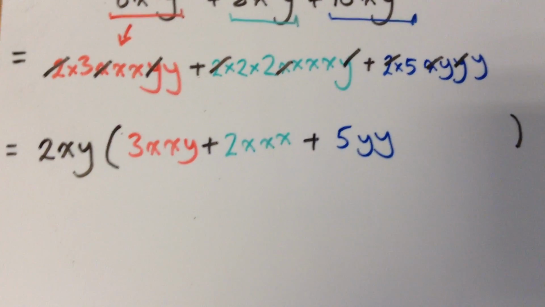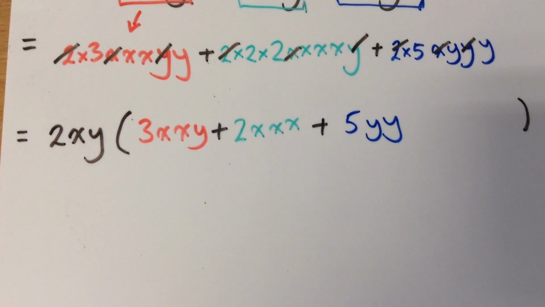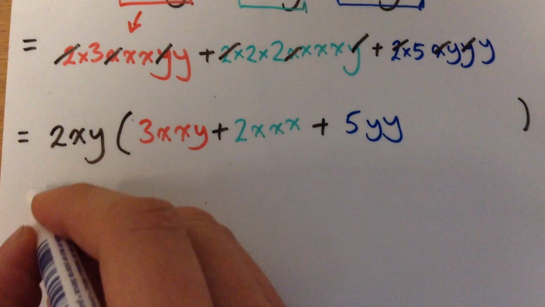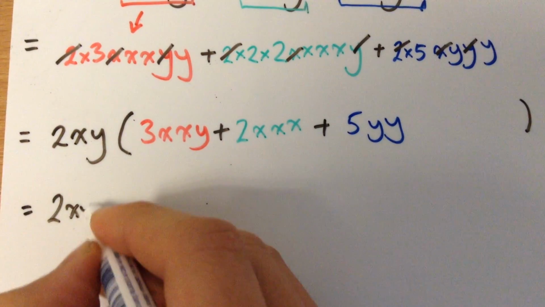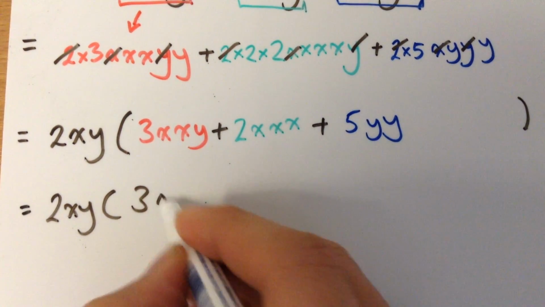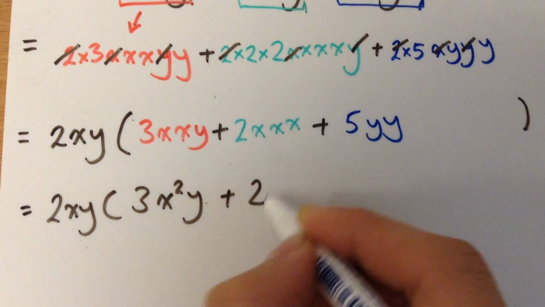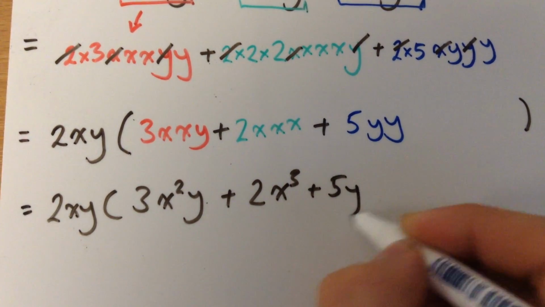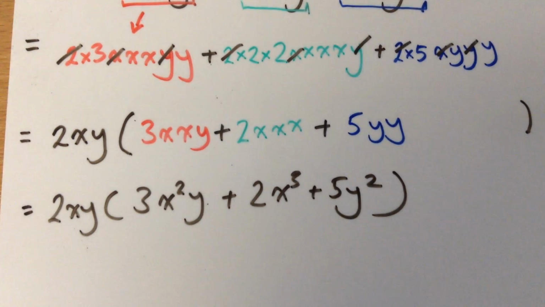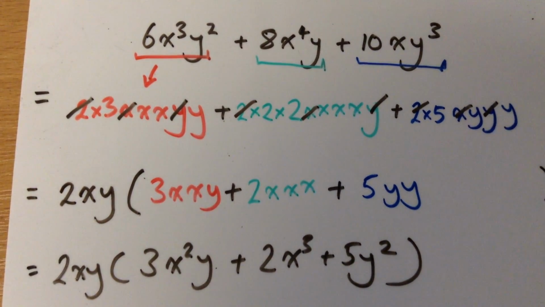I can then make this a bit nicer, a bit tidier by combining my powers. So 2xy bracket 3, x times x is x squared, plus 2x times x times x is x cubed, plus y times y, which is y squared. And this is my final answer from factorizing this expression.